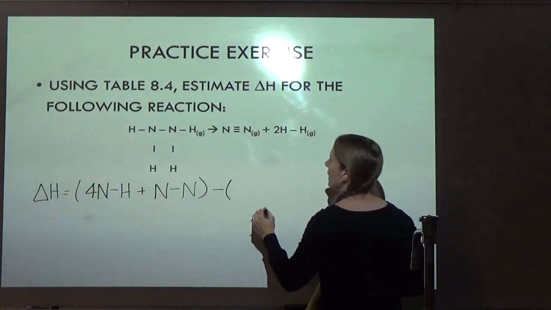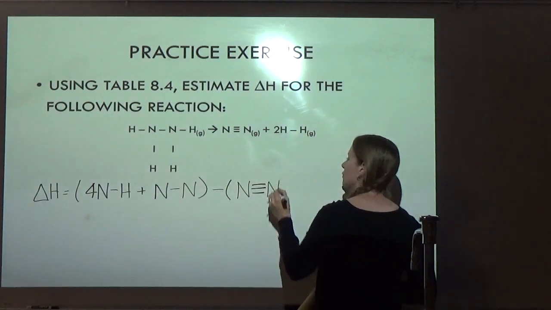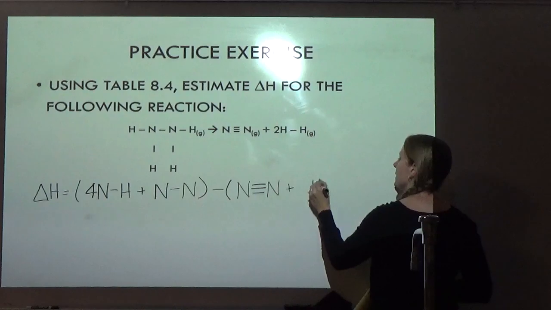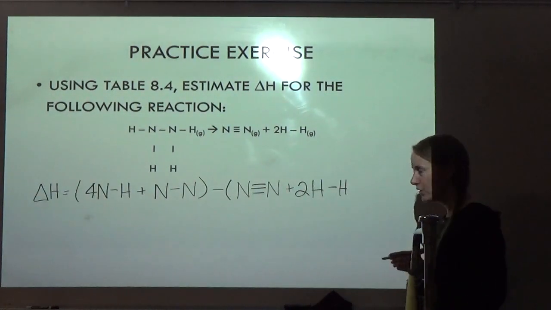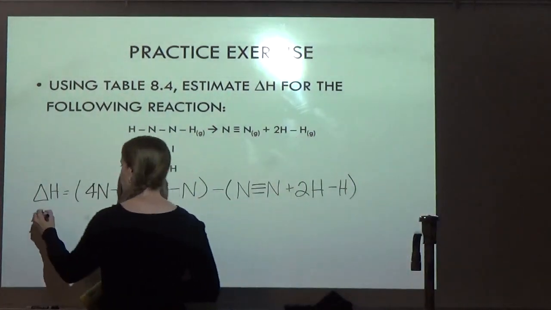So what am I forming? I'm forming an NN triple bond, just one of them. I'm also forming an HH single bond, but I have a coefficient, so I'm going to do 2 of those. All right, so then I just go to my bond enthalpy chart.